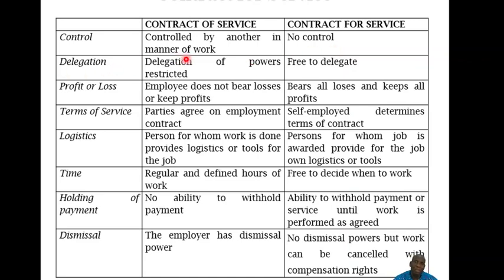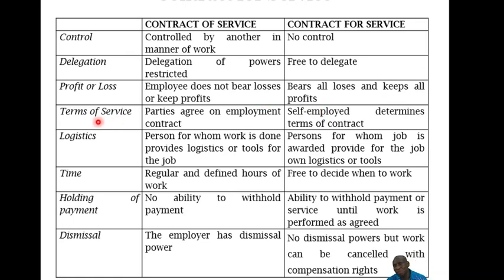Delegation of powers. Delegation of powers is restricted when it comes to employment contracts. If your employer has given you something to do, though in some cases, especially supervisors, they can delegate, there is always restriction as to the extent of delegation. But under contract for service, the agent is free to delegate the job to somebody else to do. What's important is that the job has been done. Profit and loss. Employees do not bear losses and do not keep profits. But under contract for service, the agent bears all the losses and keeps all the profits.